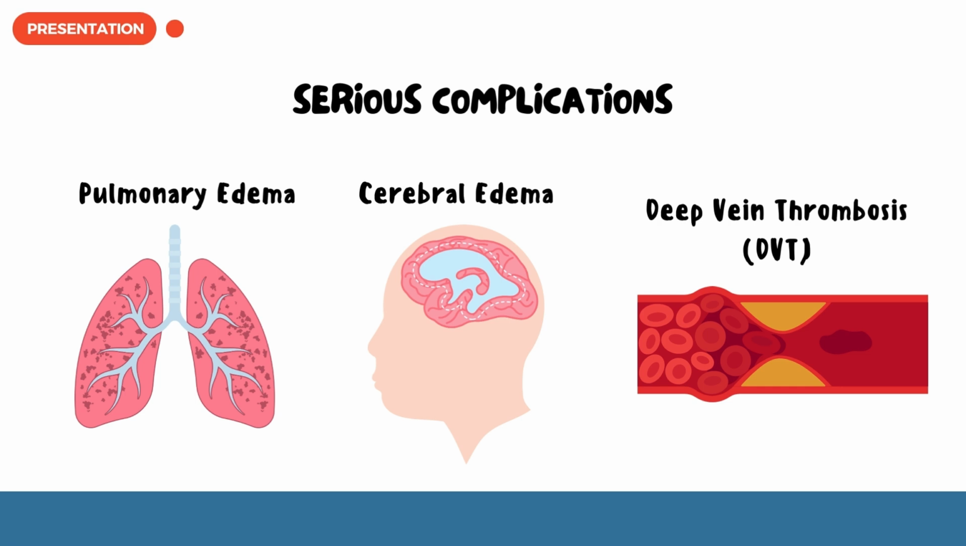and even death. And deep vein thrombosis, DVT, can create blood clots in the legs that can form due to reduced blood flow caused by edema, which can lead to pulmonary embolism, a life-threatening condition where a blood clot travels to the lungs.